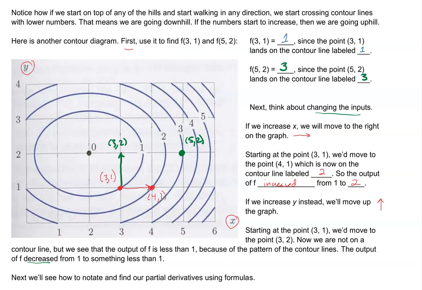So that gives us an idea of what it means and how things can happen. We can increase when we move in the x direction and decrease in the y direction, or some other combination of changes. So next, we'll see how to notate and find our partial derivatives using formulas. I'll come back and start that in part 2.